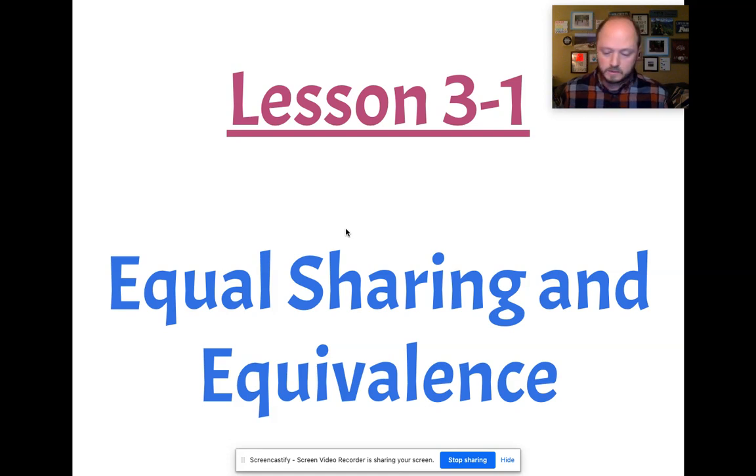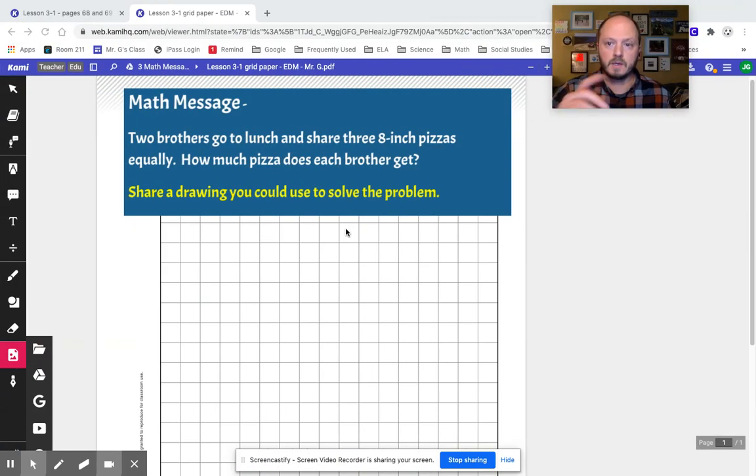All right, so let's get to it. Our math message is this, and it's on a Kami document, which you can work on. But you could also just do it on another piece of paper if you feel more comfortable, but you need to hand it in. So this is the easiest way to do it.